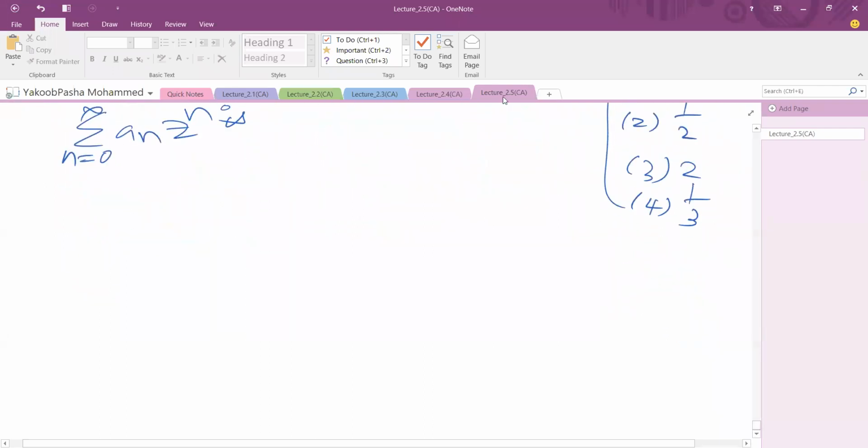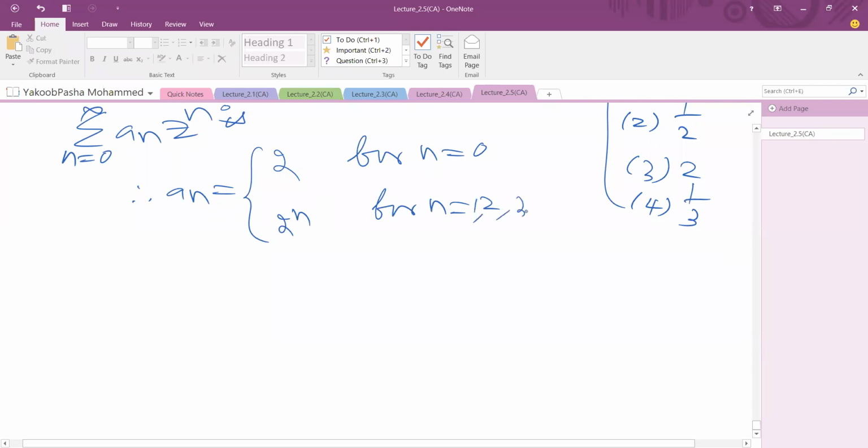Now I'm taking option 2. Here a_n is equal to 2 for n equal to 0, and 2^n for n equal to 1, 2, 3, and so on. So what is the formula for finding the radius of convergence? 1/r is equal to the limit supremum of modulus of a_n to the power 1/n.